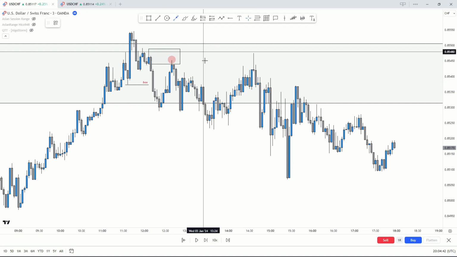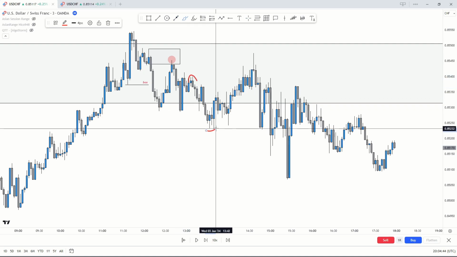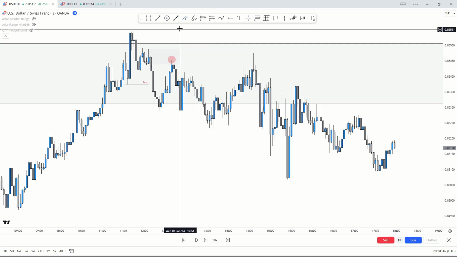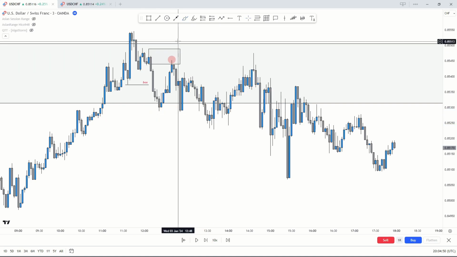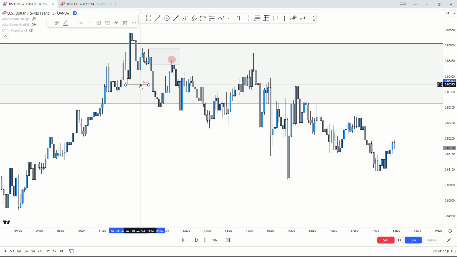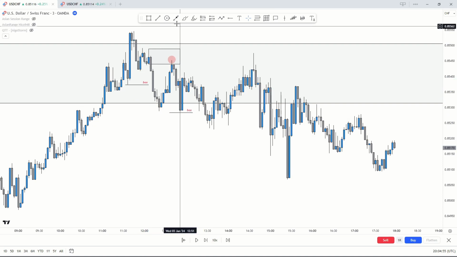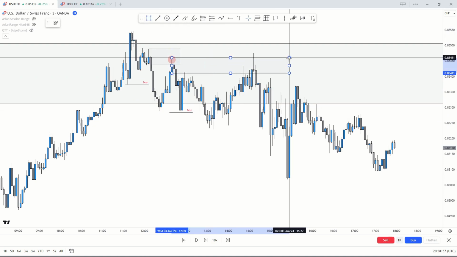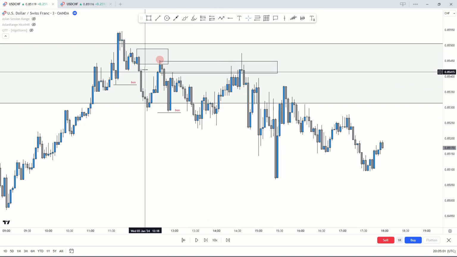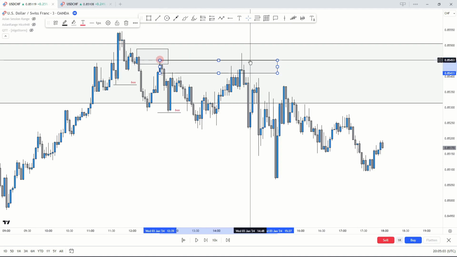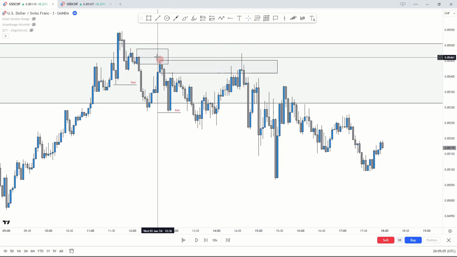Then we have a couple of sort of internal mitigations within this range, but then price prints out a new low down here, which is lower than these two lows. So we have another break of structure here, and then price mitigates this zone. Again, we have a wick above our zone. Price doesn't close any candles above this level, so we can just count this as another point of mitigation.